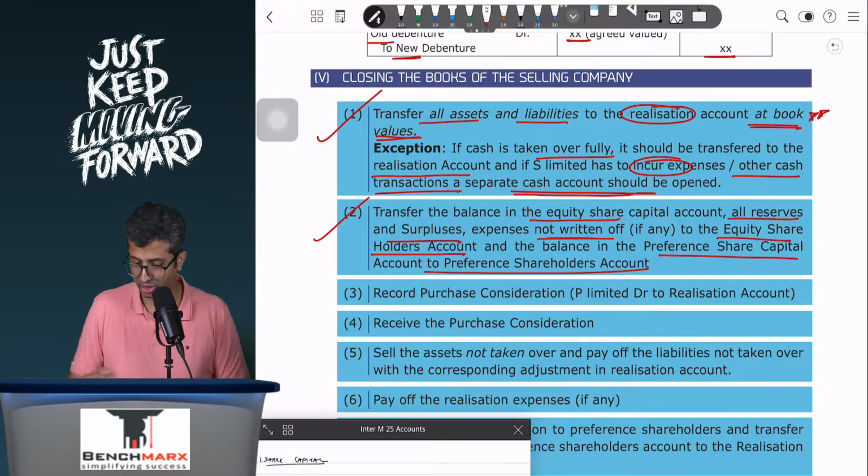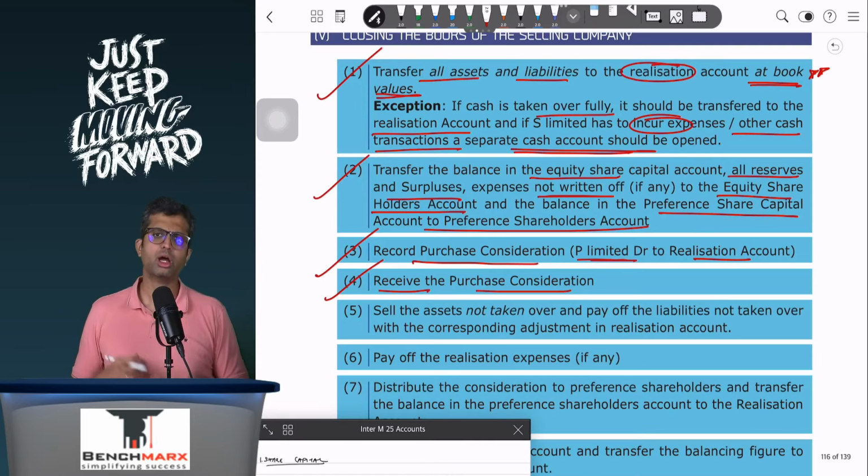Okay, now your balance sheet becomes a nullity. Against all of this, P is going to pay you some consideration. Record the PC. That is P limited account debit to realization account. Then receive the PC. That is equity shares in P, preference shares in P, cash in whatever it is, to P account. And then ideally, before you distribute, if there are any liabilities which are not taken over, then you'll have to pay those liabilities. Or if assets are not taken over, then you'll have to sell those assets separately. So if there are assets or liabilities not taken over, you'll have to make an adjustment. If there are certain realization expenses that we have to incur, that we have to pay from our pocket, realization account debit to bank.